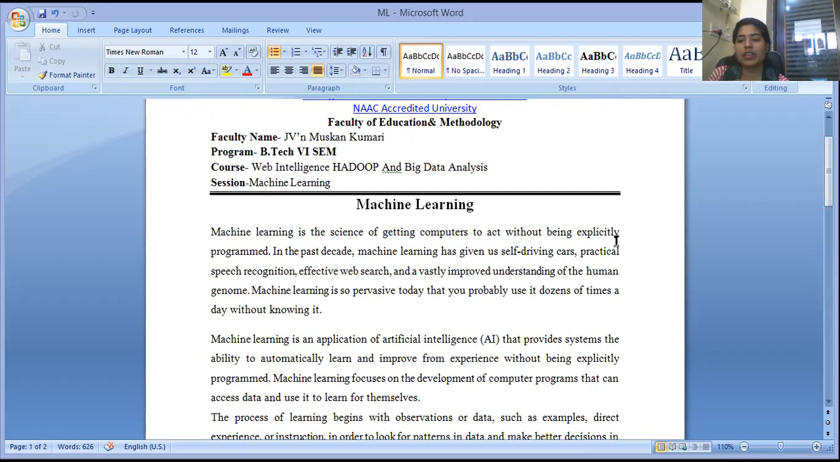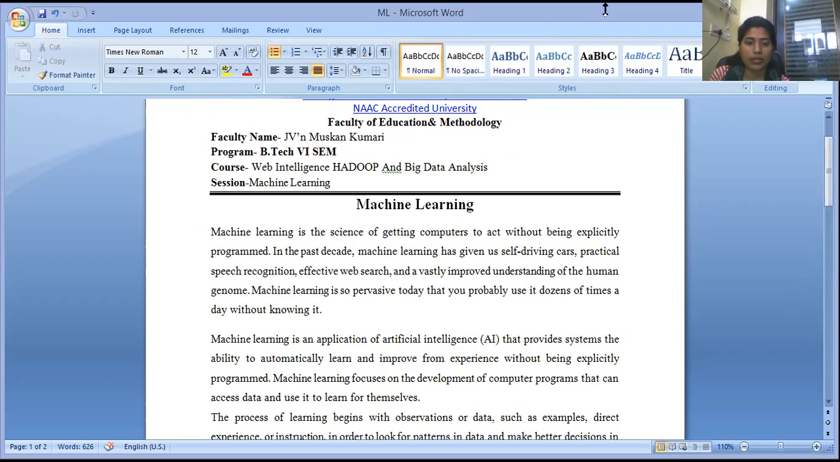And there are various types of machine learning, like supervised machine learning, unsupervised machine learning, semi-supervised machine learning, and reinforcement machine learning. Okay, so now I will discuss some more points also in this one.